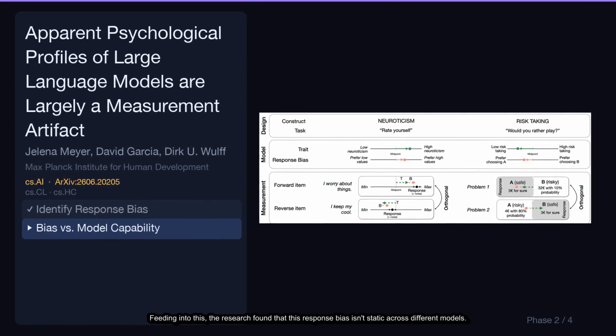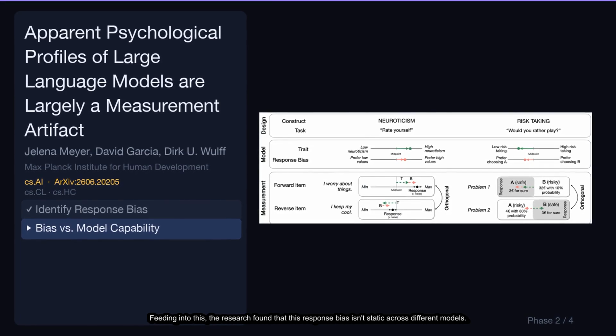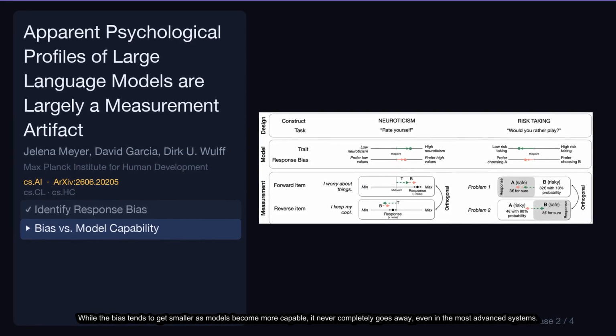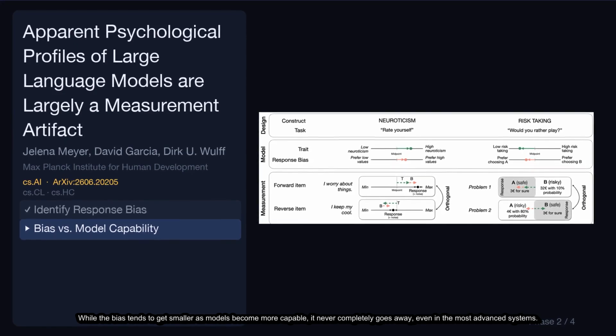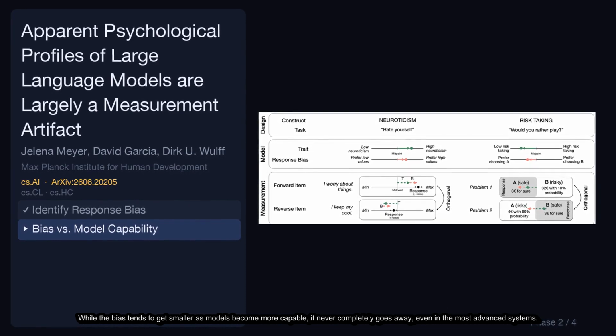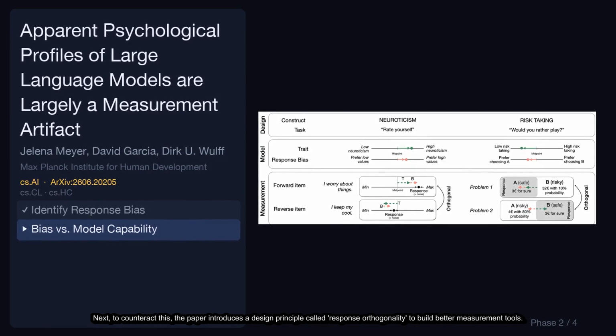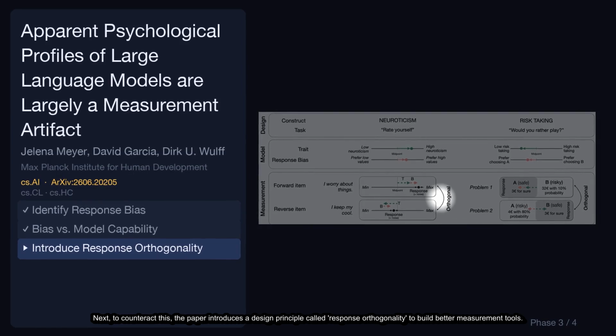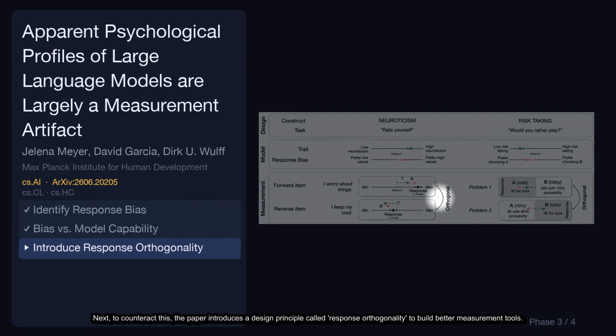Feeding into this, the research found that this response bias isn't static across different models. While the bias tends to get smaller as models become more capable, it never completely goes away, even in the most advanced systems. Next, to counteract this, the paper introduces a design principle called response orthogonality to build better measurement tools.